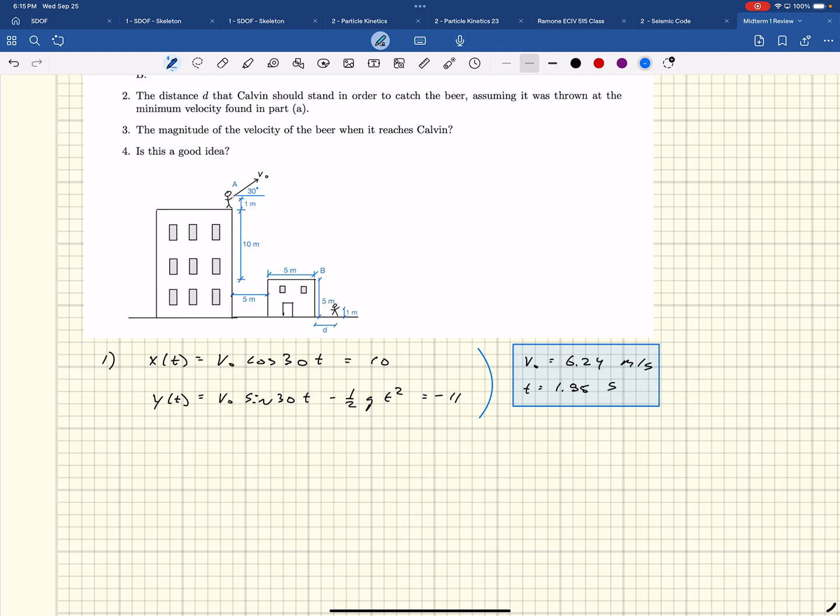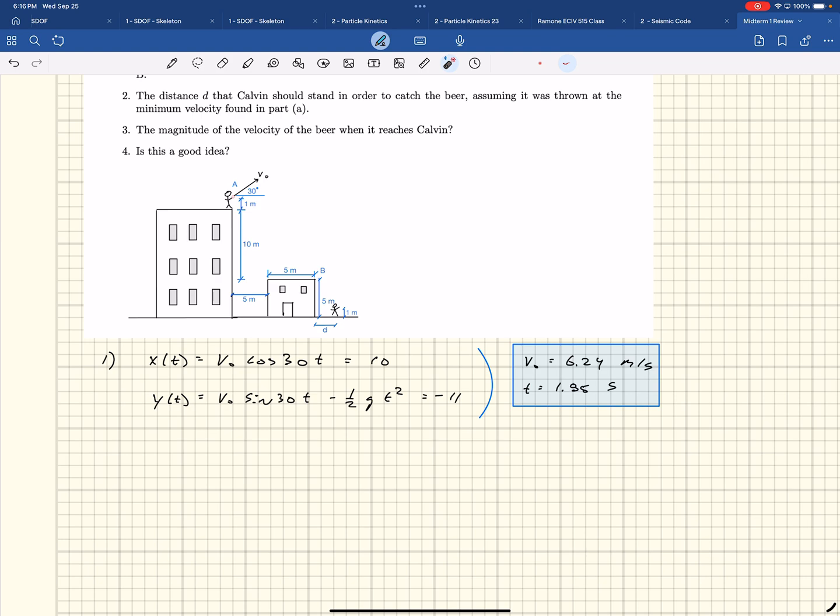If I said Calvin is moving around, I would do the same thing that I just did right here. I would come up with an x position as a function of time for Calvin and a y position for Calvin, which would just be 0 or would be 1 in this case. And then I would do the same thing. I would set them equal to each other. The x position and the y position of both objects. All right? Everybody see that?